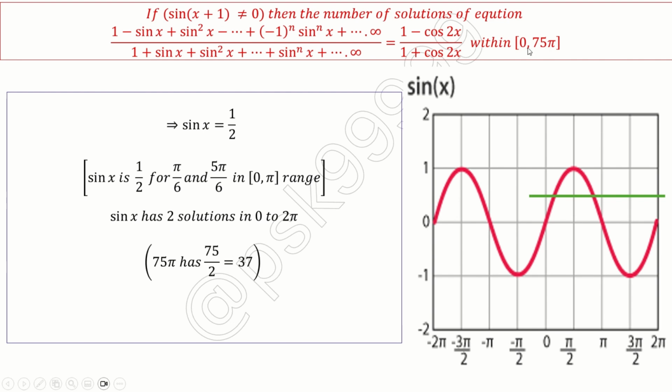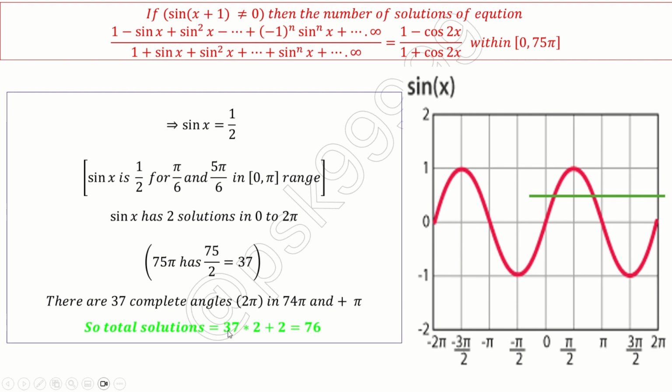How many 2 pi's are possible up to 75 pi? 37 2 pi's are there, right? 37 into 2 pi is 74 pi. Okay. So 37 plus 74 pi and plus pi, right? So in total you have 37 into 2 plus 2, which is 76 solutions possible. Okay. So this is how you should solve these problems. Hope you understand this one. Let's do the next.